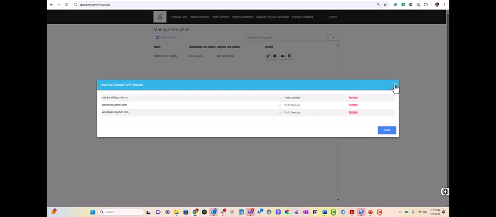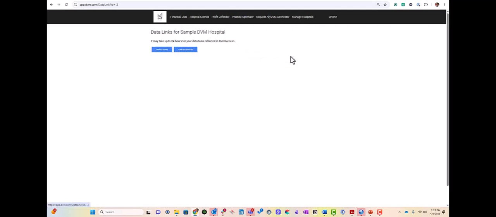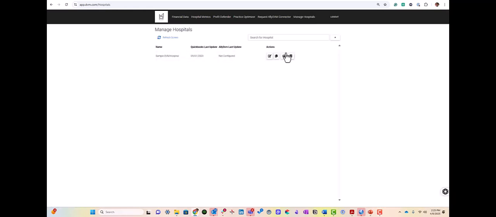And then this last one is, when you're linking up your hospital for the first time with LIDVM, then you would use these links here. But you've got total control of your hospital. You can kick people out anytime you want to get them out of your dashboards. You can invite people, and you can really map your own chart of accounts.